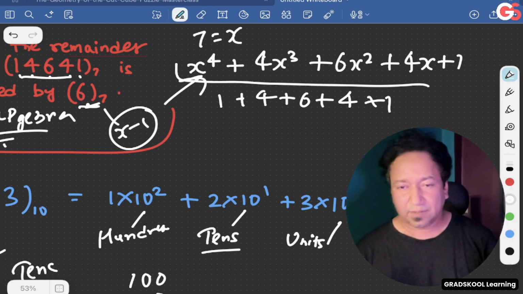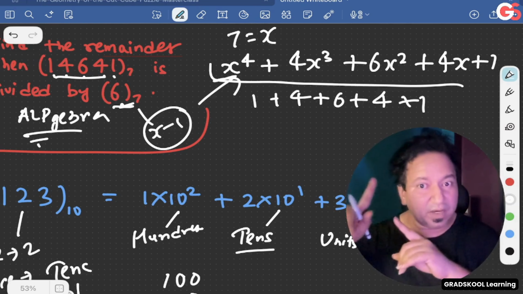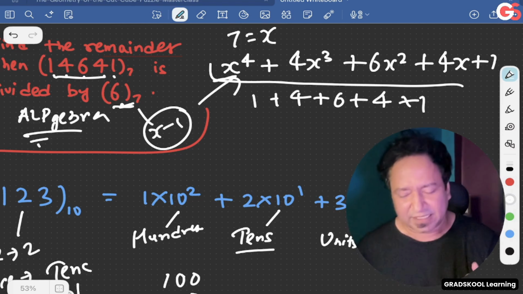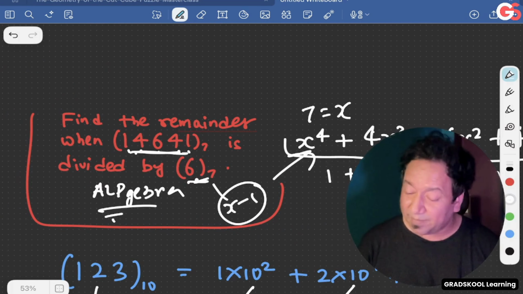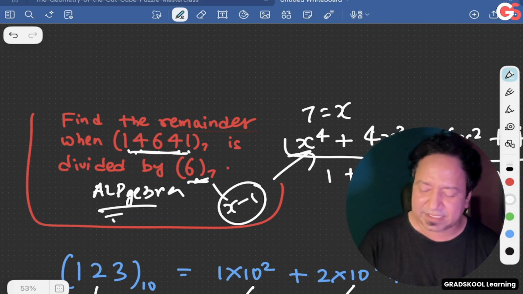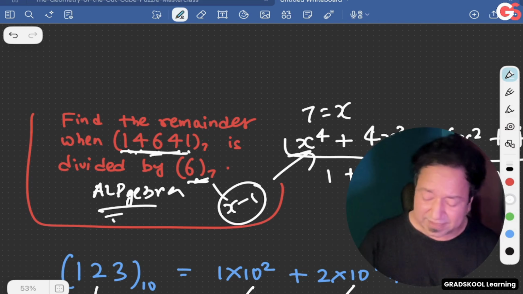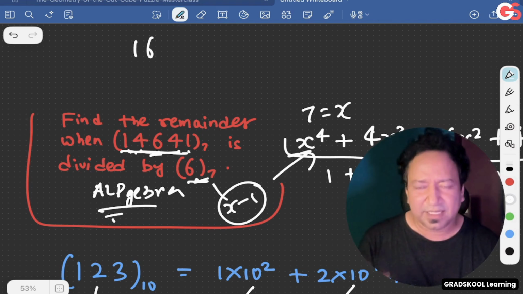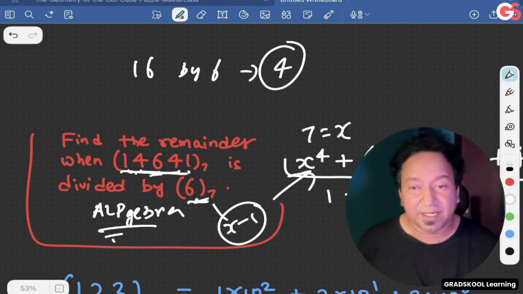So all in all, when someone asks a question like this, where the divisor is 1 less than the base, just add the digits. So here the question was in base 7 and divided by 6. So just have to add the digits. So 1 plus 4 plus 6 plus 4 plus 1. This gives us how much? Let's do that. This gives us 16. And obviously, remainder has to be less than divisor. So we just divide 16 by 6, okay, and we get 4 as the final remainder.